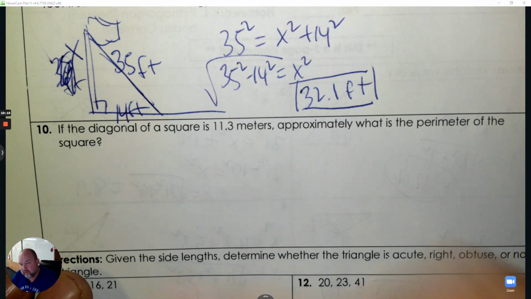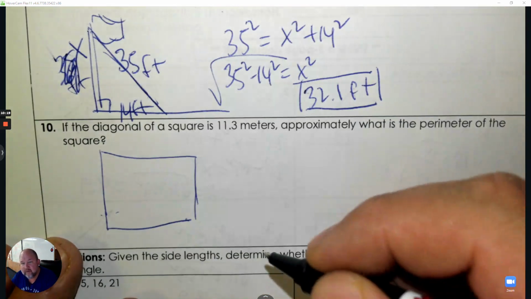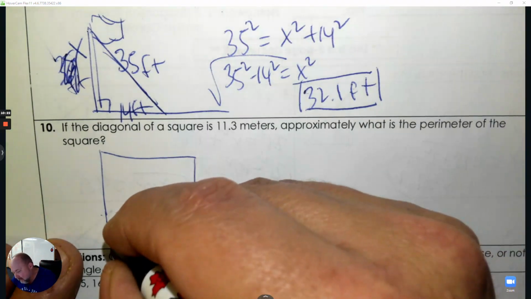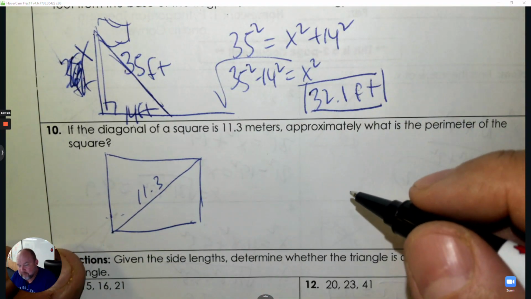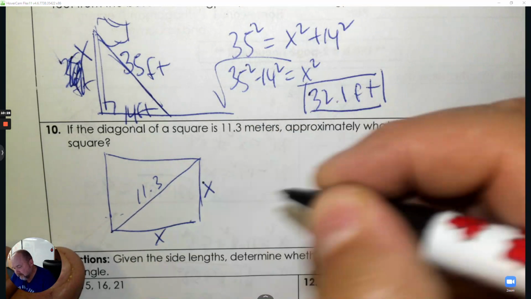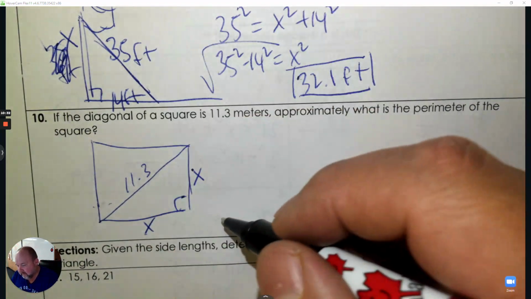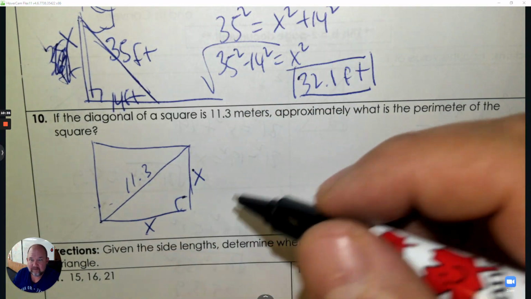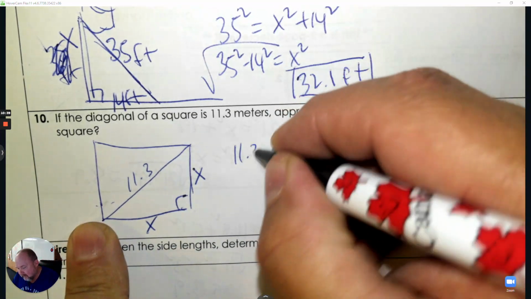If the diagonal of a square, so let's draw a square, not a great square, but there it is. If the diagonal is 11.3, what is the perimeter? Well, I need to know this, right? So, a square means all the sides are the same length. So I'm just going to call one length x. And that means that's x. There's my right triangle. So the hypotenuse is there.